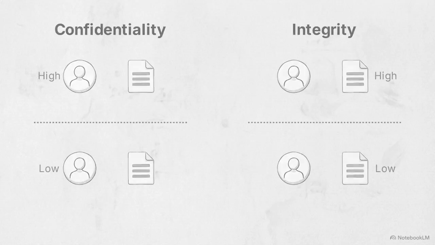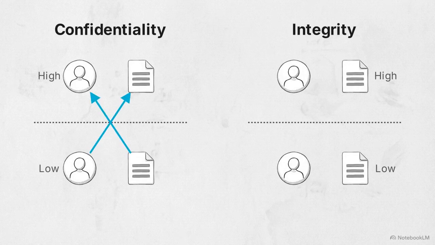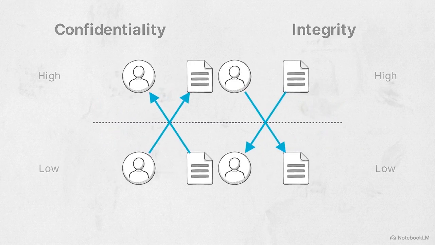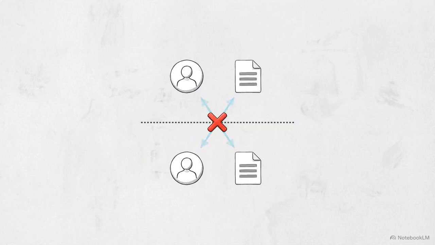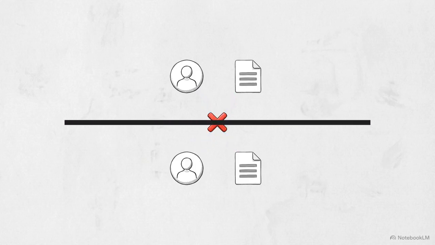Look at the two models side by side. Bell-LaPadula stops downward leaks, while Biba stops upward pollution. If you deploy both models simultaneously on a single system, you create a paradox. Data cannot flow up, and it cannot flow down. The result is absolute isolation.